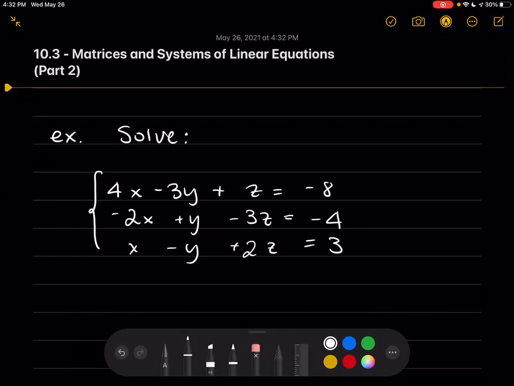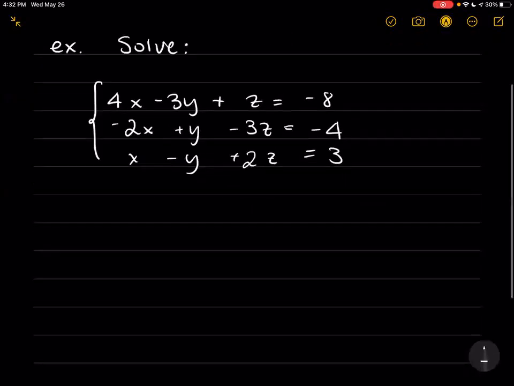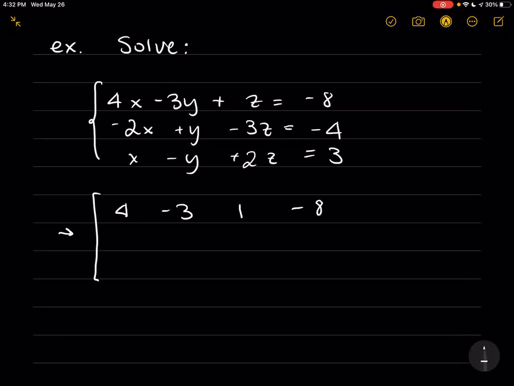Okay, so if we want to solve this using matrices, the first step is we want to take the system and write it as an augmented matrix. So we're going to write a matrix recording the coefficients. This is going to be 4, -3, 1, -8. So that's the first equation. For the second one, we get -2, 1, -3, -4. And then 1, -1, 2, 3. Okay, so this is our augmented matrix.